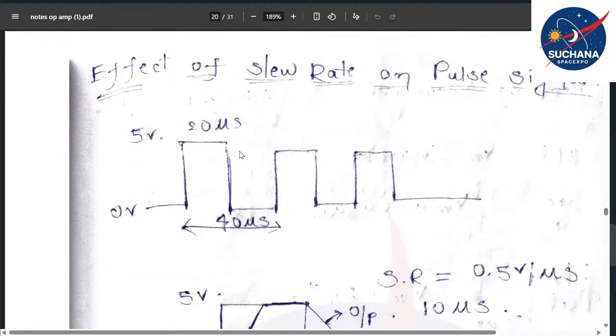Now we are discussing the effect of slew rate on a pulse signal. So now you are not operating the op amp in either the positive feedback condition or the negative feedback condition. That means you are not tying the output voltage to any of the terminals, between inverting and non-inverting terminals. So basically you have an inverting terminal and a non-inverting terminal, and you have an output.